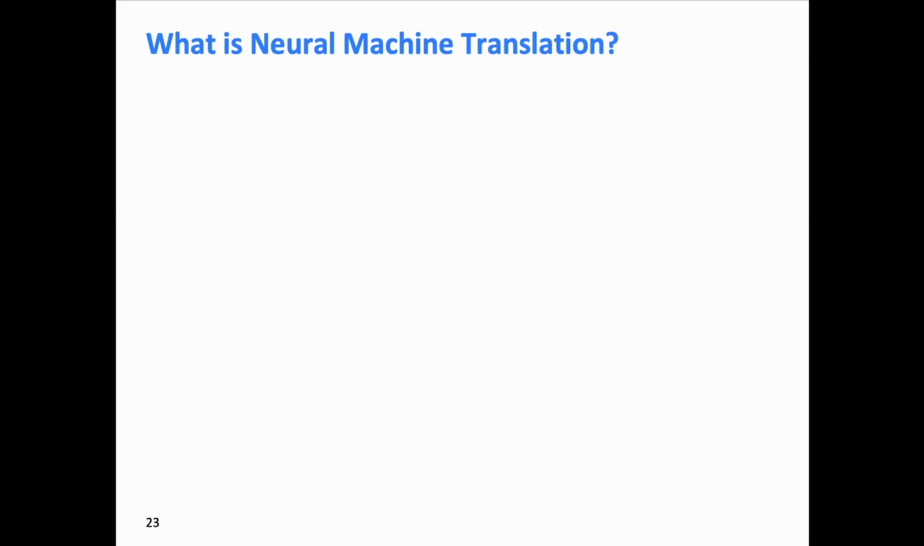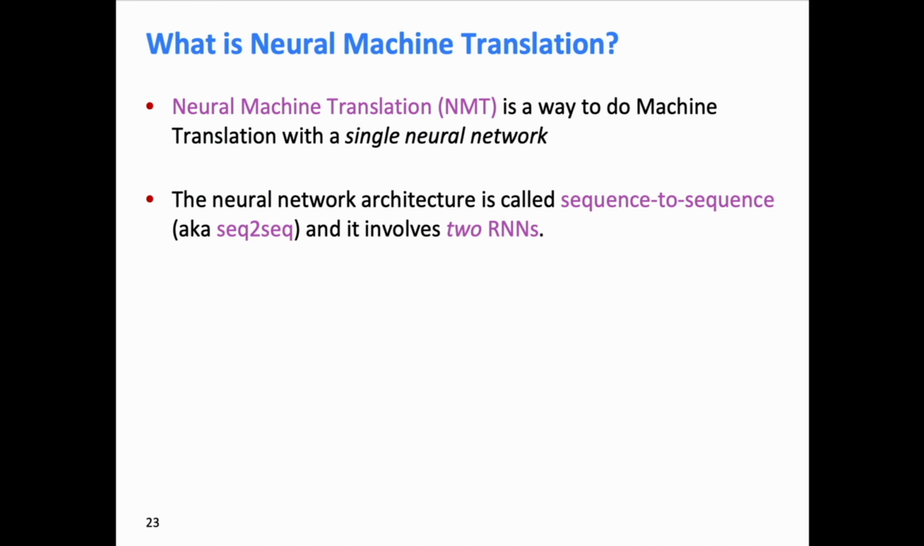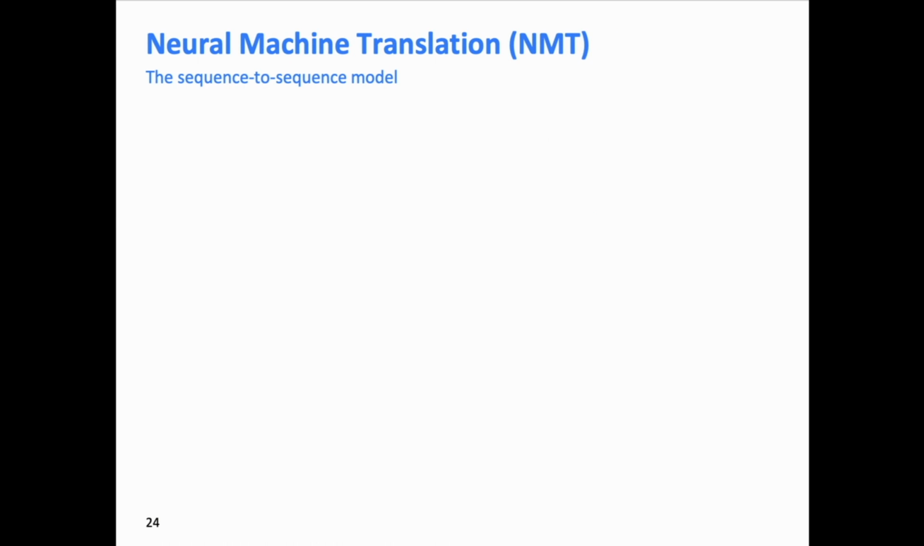So what is neural machine translation? The idea is that NMT is a way to do machine translation, but using just a single neural network. And the neural network architecture that they use is called sequence-to-sequence, or sometimes just called Seq2Seq. And it involves two RNNs. So it's called sequence-to-sequence because you're mapping one sequence to the other, the source sentence to the target sentence. And you need two RNNs basically to handle those two different sentences. All right, let's look at a diagram to see what sequence-to-sequence is in detail.